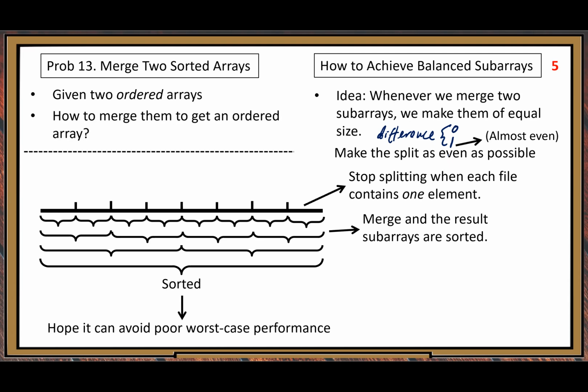Hope it can avoid poor worst case performance. Yes, because we do the even splitting, right? So we try our best to avoid unbalanced data distribution. And we hope to avoid poor worst case performance. Later, you will see that in this way, merge sort definitely avoids poor worst case. Later, I will explain that part.